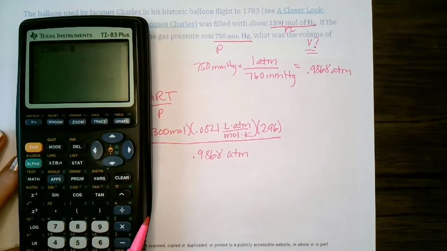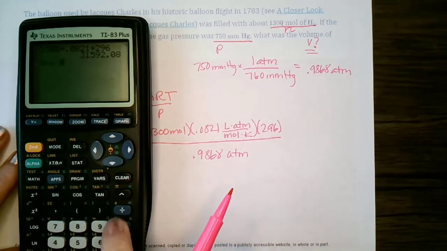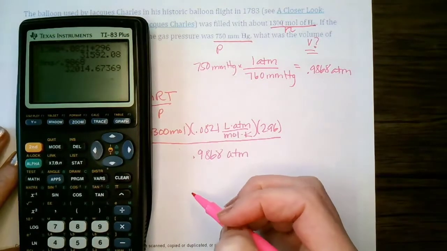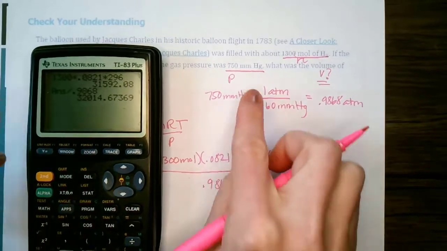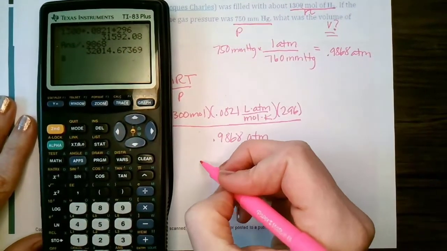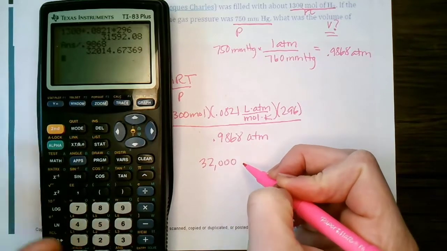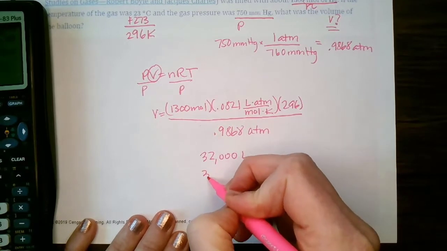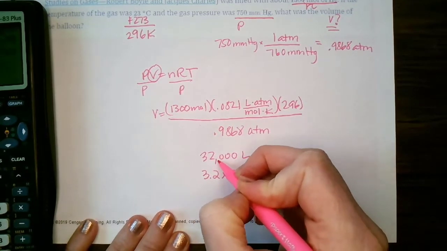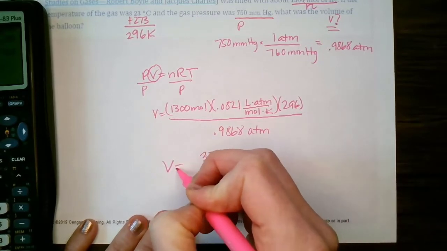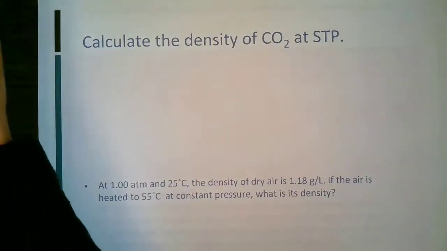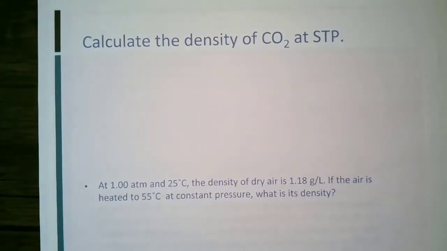Okay, so as soon as we plug in 1,300 times 0.0821 times 296 divided by 0.9868, and how many sig figs are we limited to? Two, it looks like. So 32,000 liters, or we could write this in scientific notation, 3.2 times 10 to the 4 liters. Either one of those.